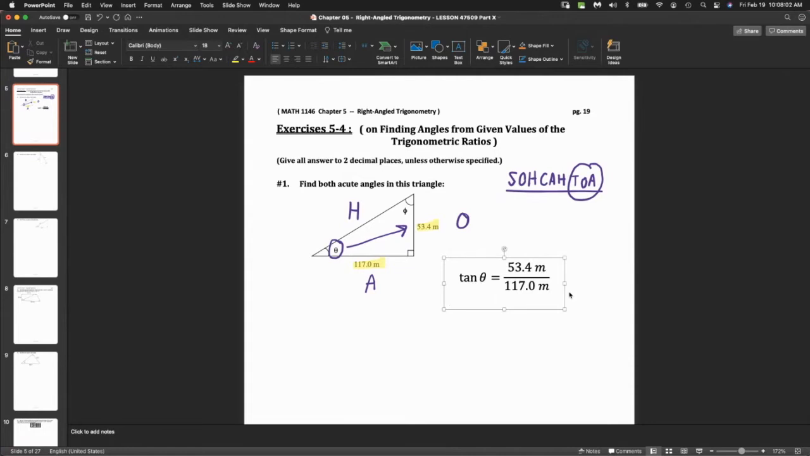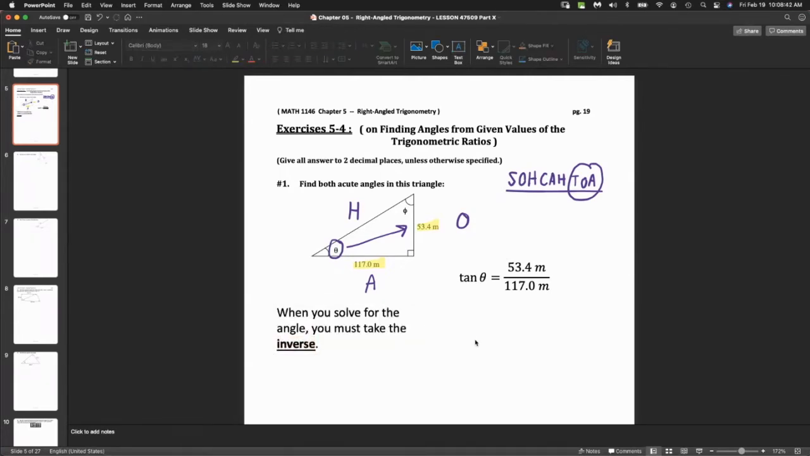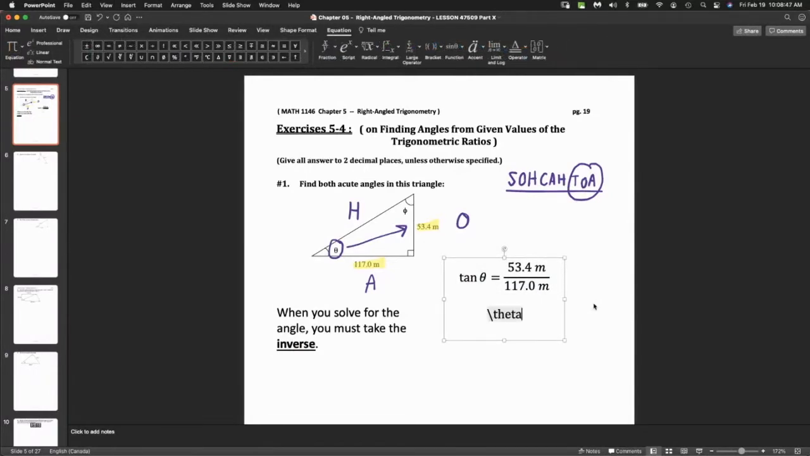All right, how do you solve this? Who remembers what to do here? Can someone give some hints to the class there in the chat? What do we do to solve this? Anybody remember? So when you solve for the angle, you must take what's called the inverse. In this case, the inverse is this. Who remembers seeing this on their calculator, using this feature with the -1 there?